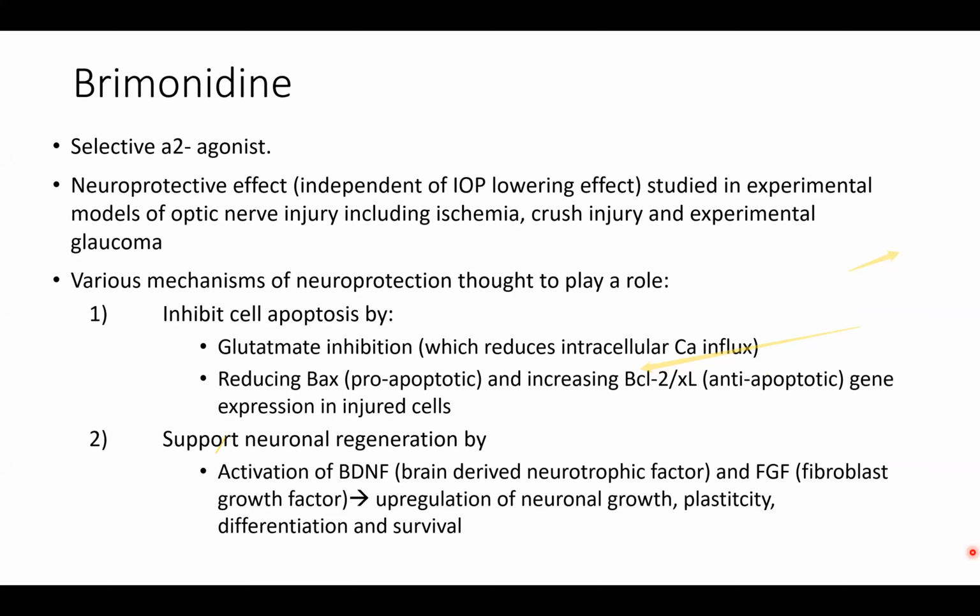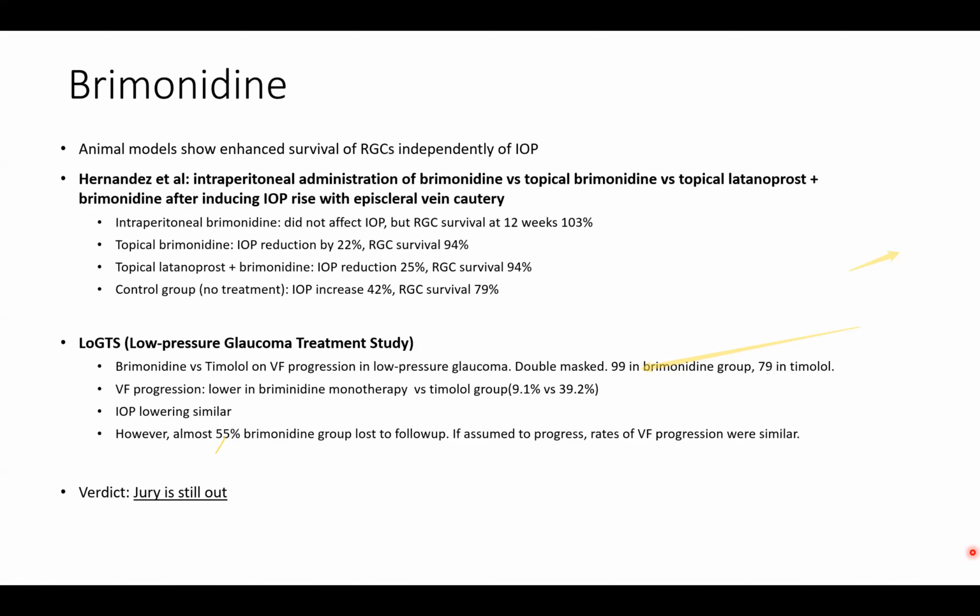The neuroprotective effects of brimonidine are thought to be by inhibiting cell apoptosis by inhibition of glutamate and reducing the pro-apoptotic gene expression and increasing the anti-apoptotic gene expression in injured cells. It's also thought to support neuronal regeneration by activating brain-derived neurotrophic factors and fibroblast growth factors in the eye. Animal models have shown enhanced survival of the retinal ganglion cells independent of the IOP.